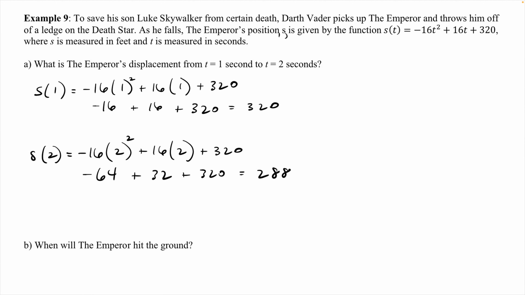So I didn't label these, but you should, because they've told us what the 320 and the 288 are. What is going to be the measurement, or the units? Which measurement? Feet. Good. Feet.